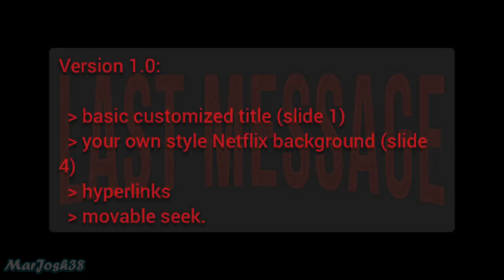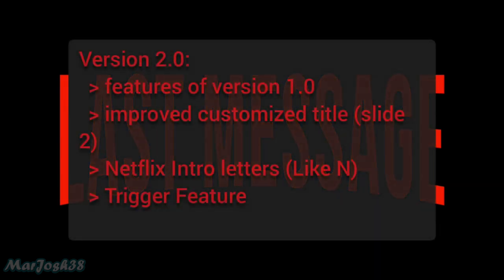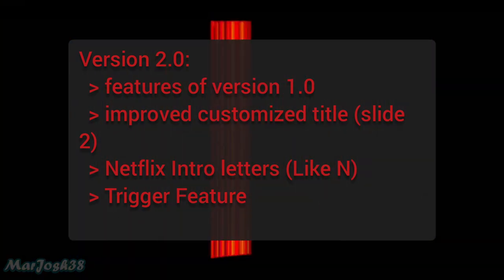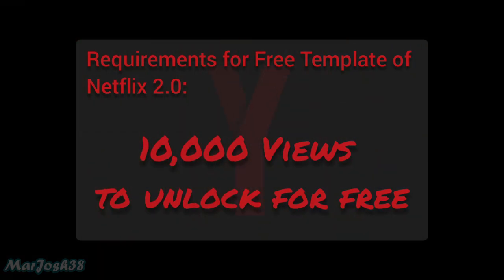Before the video ends, there are two versions of this template. First is version 1.0, it contains a basic customized title, slide 1, your own style Netflix background, slide 4, hyperlinks, and movable seek. And version 2.0 contains the features of version 1.0, improved customized title, slide 2, Netflix intro letters like N, and trigger feature. These versions are completely free to download, but version 2.0 has a certain requirement, which is reaching this video to 10,000 views, to unlock it free. However, you can have early access to version 2.0 by purchasing it. For more information, you can view my pinned comment.